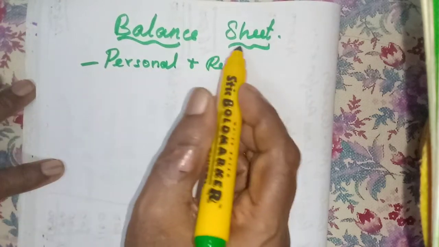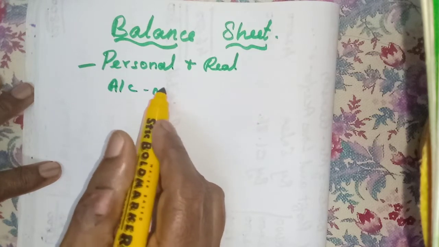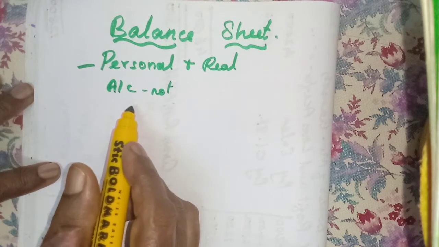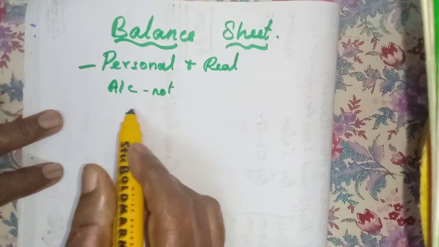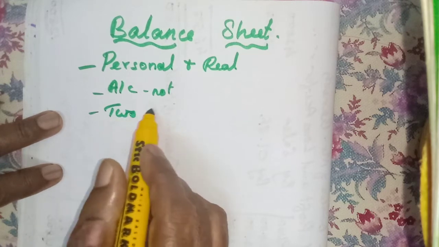Here, this is a balance sheet. It is not an account, so it does not have the "to" and "by". But it has two sides.